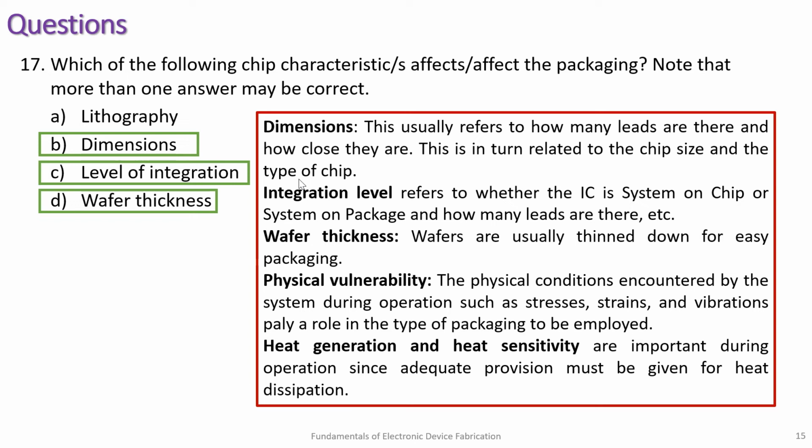And the final one is heat generation and heat sensitivity, and adequate provision must be given for heat dissipation. We are performing these operations on a very small material, in nanometer dimension. Therefore it is necessary that efficient heat dissipation be provided, otherwise the material will heat up and its functionality will be lost. So these are the factors which actually affect the packaging. So is that clear for all of you? Yeah. Then we'll move on.